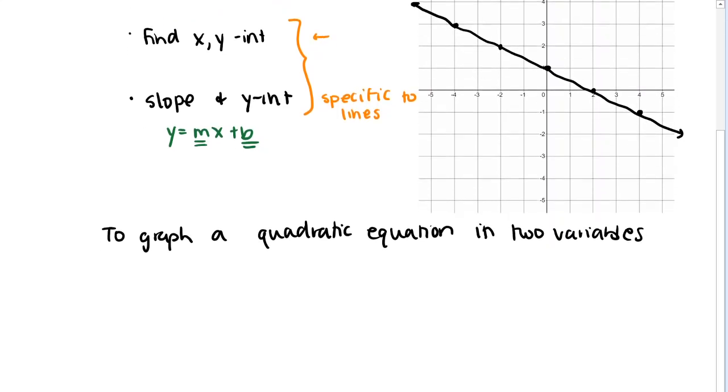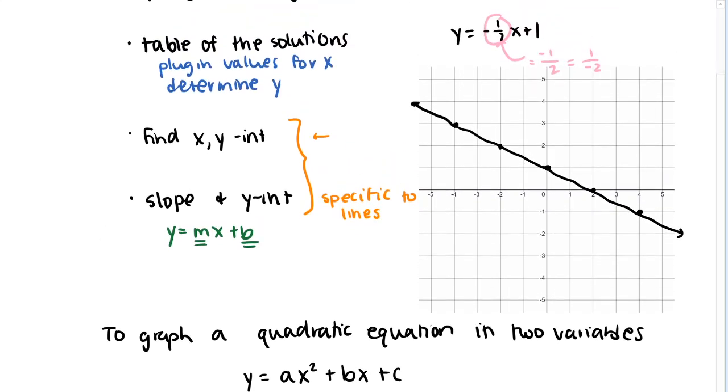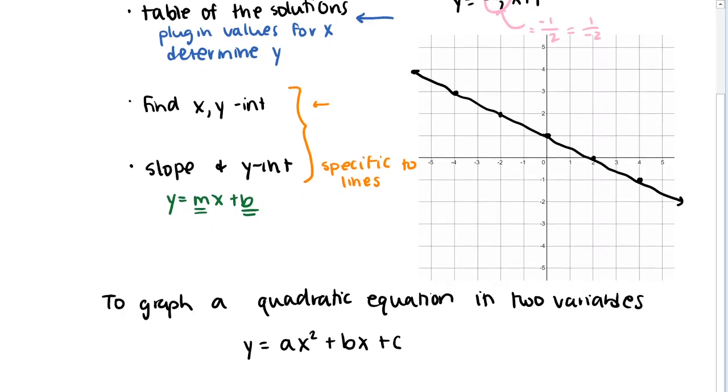The kinds of equations I'm referring to are of the form y is equal to ax squared plus bx plus c. Here we really do have to resort to this initial approach of making a table of solutions, picking some values for x, plugging them into the equation, and finding the necessary values for y. Those will give us some points, and we can plot those points and sketch the curve that passes through all of those points. So let's go ahead and do that for one example.